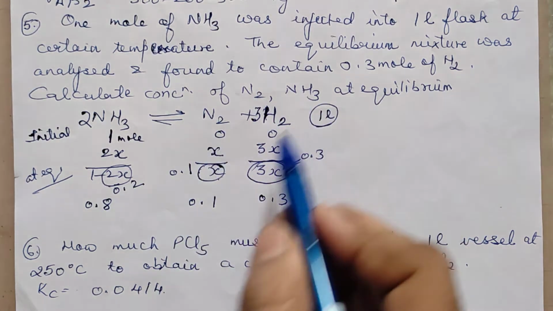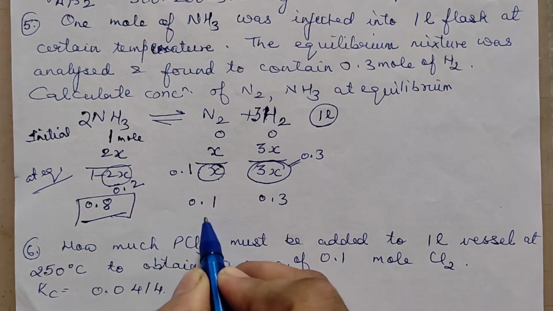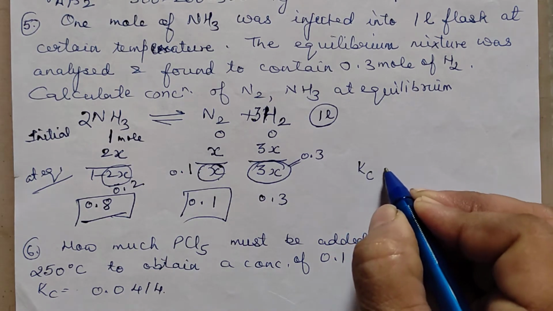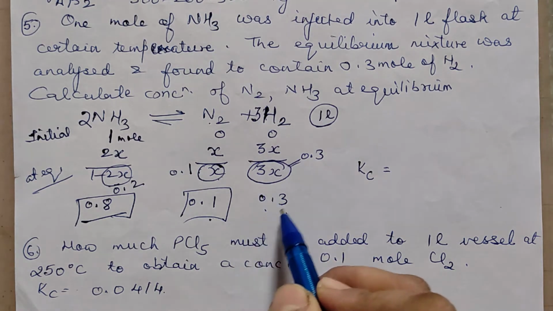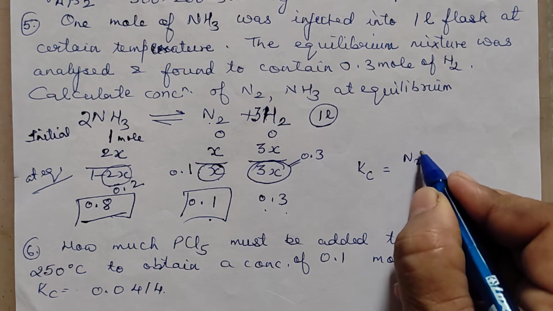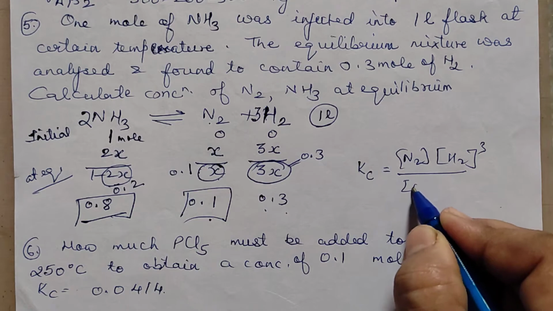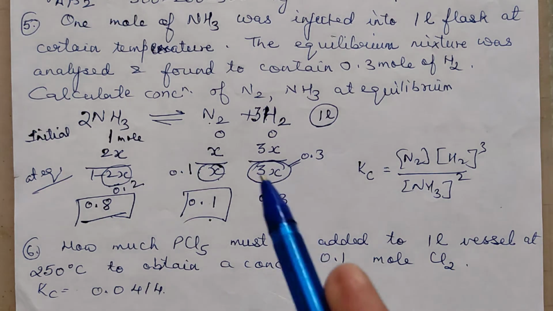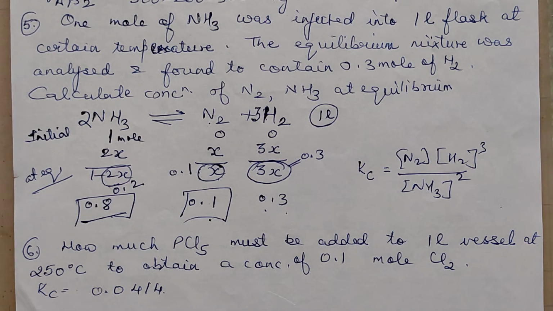This was only asked, calculate the concentrations of the two at equilibrium. Means ammonia concentration is this much mole per liter, nitrogen concentration is this much mole per liter. If Kc calculation was also asked in the question, then we would have calculated concentration of N2 into concentration of H2 to the power 3. But since in this it is not asked, we will leave it here only. If Kc was also asked, we would have put these concentrations. These moles itself can be taken as concentration because the volume is 1 liter. Followed?